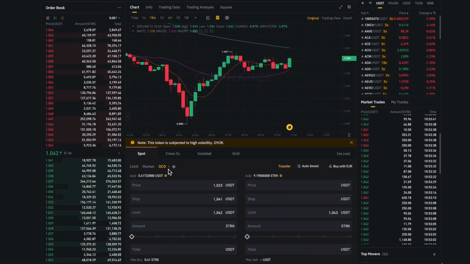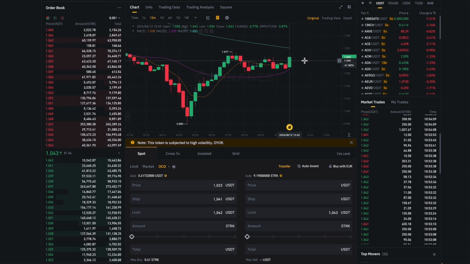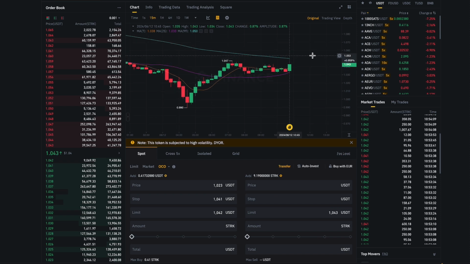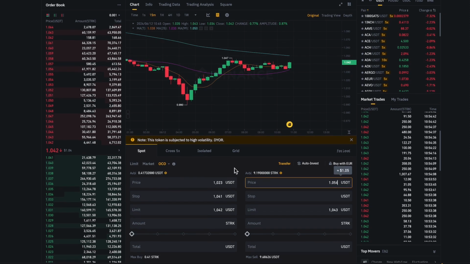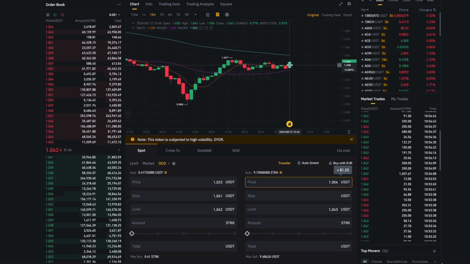Now take a look at how to use an OCO order to sell. We just bought Starknet, for example, at $1.04. And I would like to sell Starknet at $1.054. So I place my order to sell. I'm ready to sell at this price if the price moves higher. But I want to add a condition. If something happens and the price makes a reversal move down, I want to minimize my stop loss and my losses. That's why this is my take profit target. I can add even like 6 cents, for example, higher or even higher. But I add my stop loss.